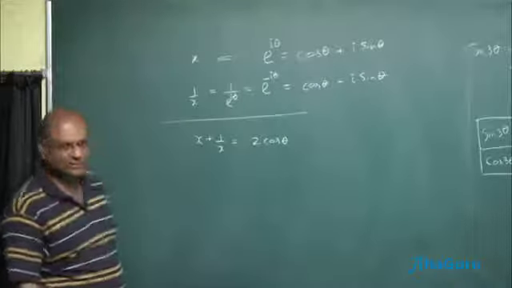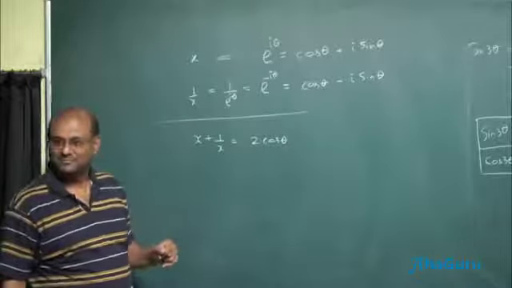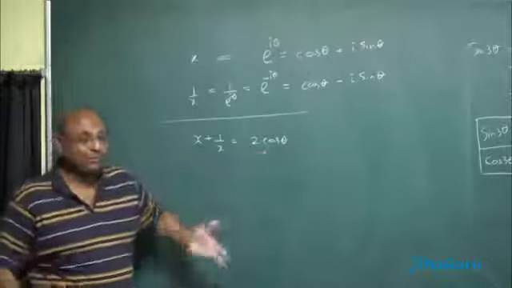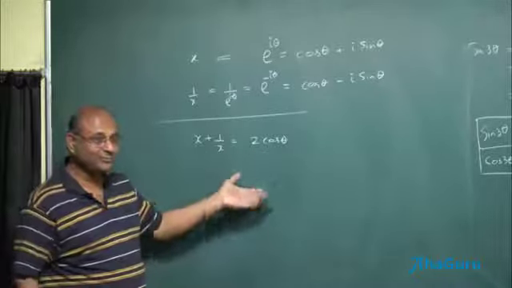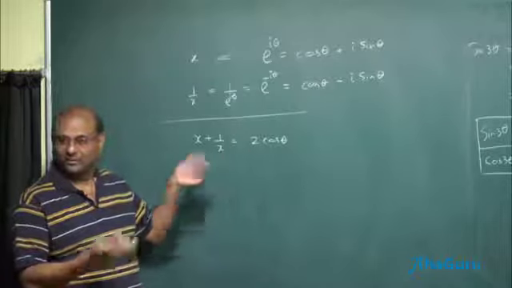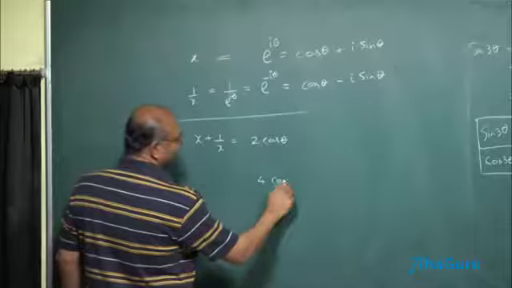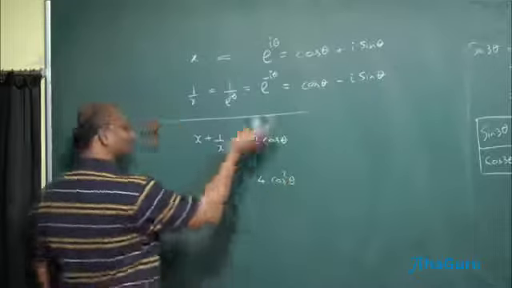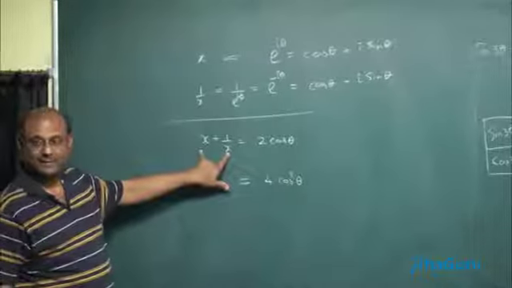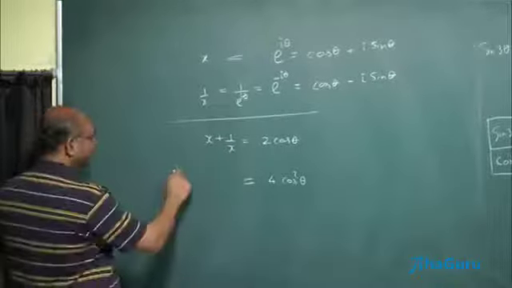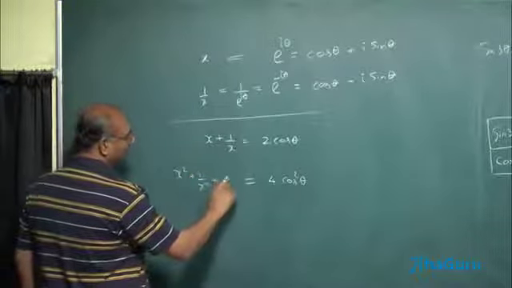What do you want? You want cos cube? Okay, cube this. If you've got cos, how do you find cos cube? Cube. How do you find square? Square it. Okay, let us first square. Suppose I square this, what will I get? 4 cos square theta. You want cos square theta? Square it, you got 4 cos square theta. That means I am squaring x plus 1 by x whole square. What is that? x square plus 1 by x square plus 2.